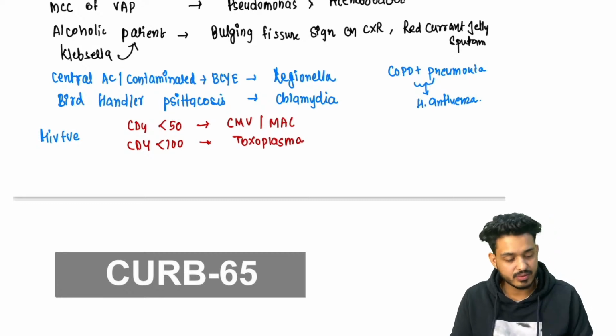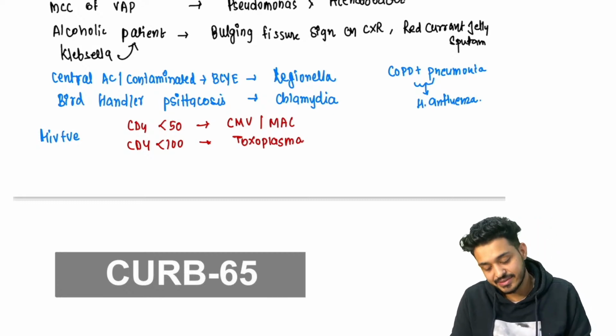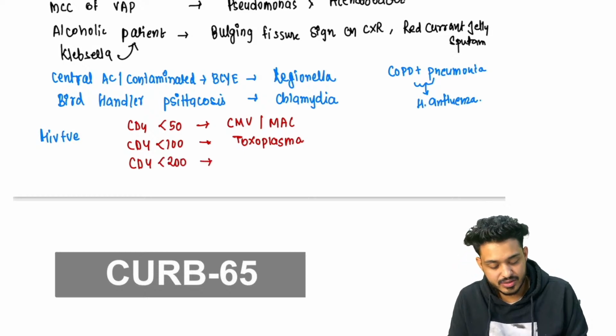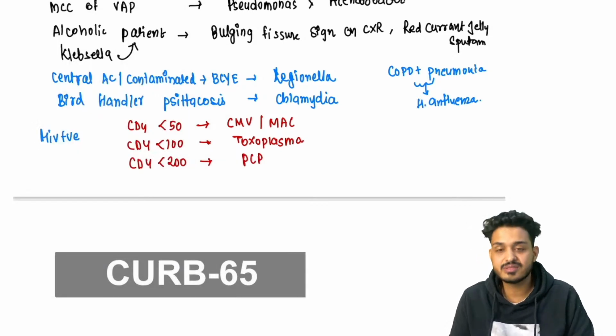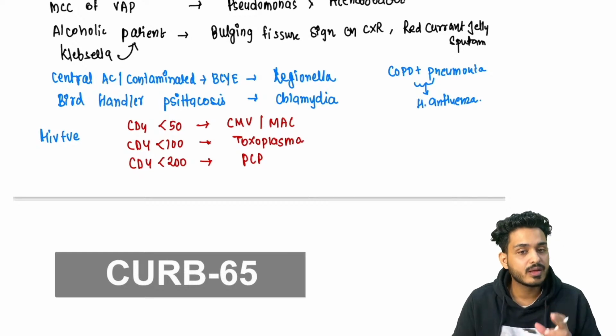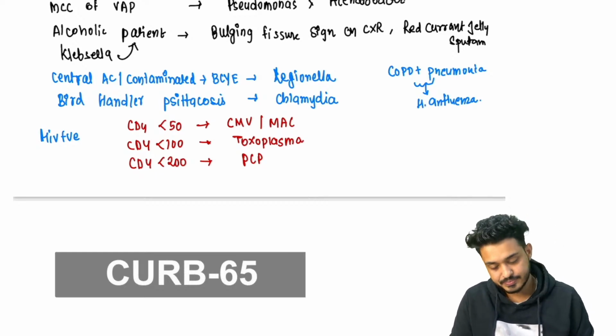If CD4 count is less than 200, that is going to be your Pneumocystis jirovecii pneumonia, also known as PCP. Here you will be having that ping pong ball appearance on the Gomori methenamine silver stain, right?